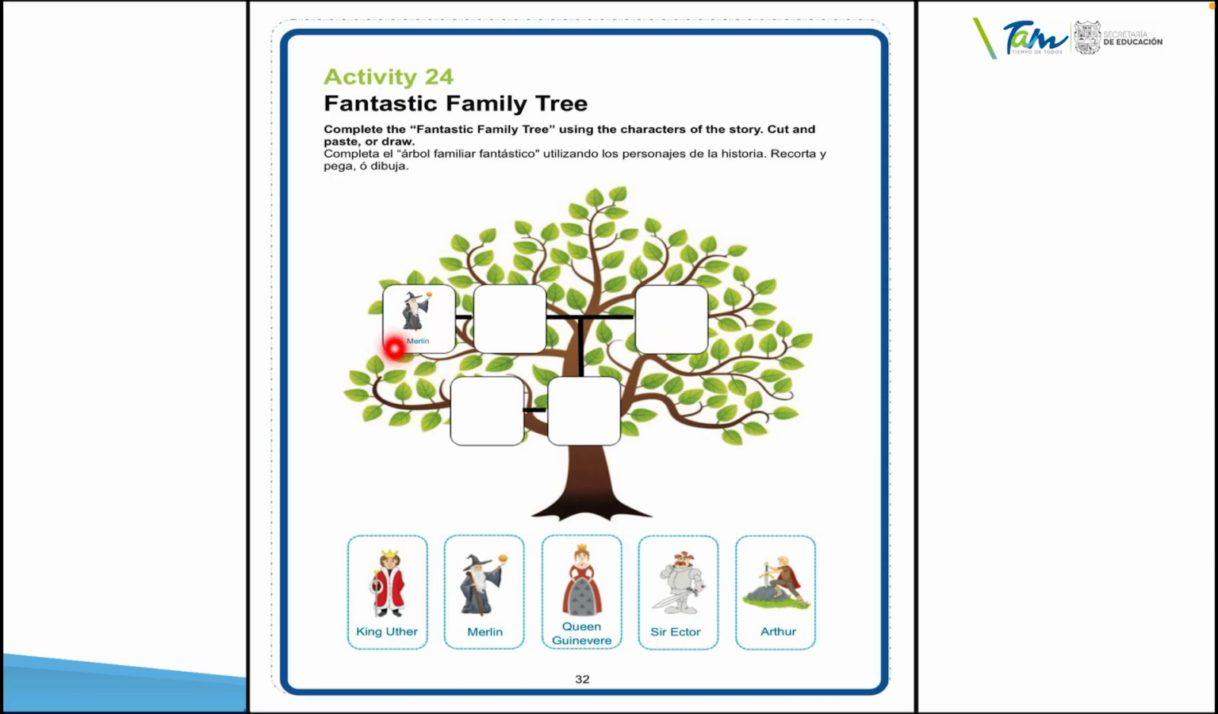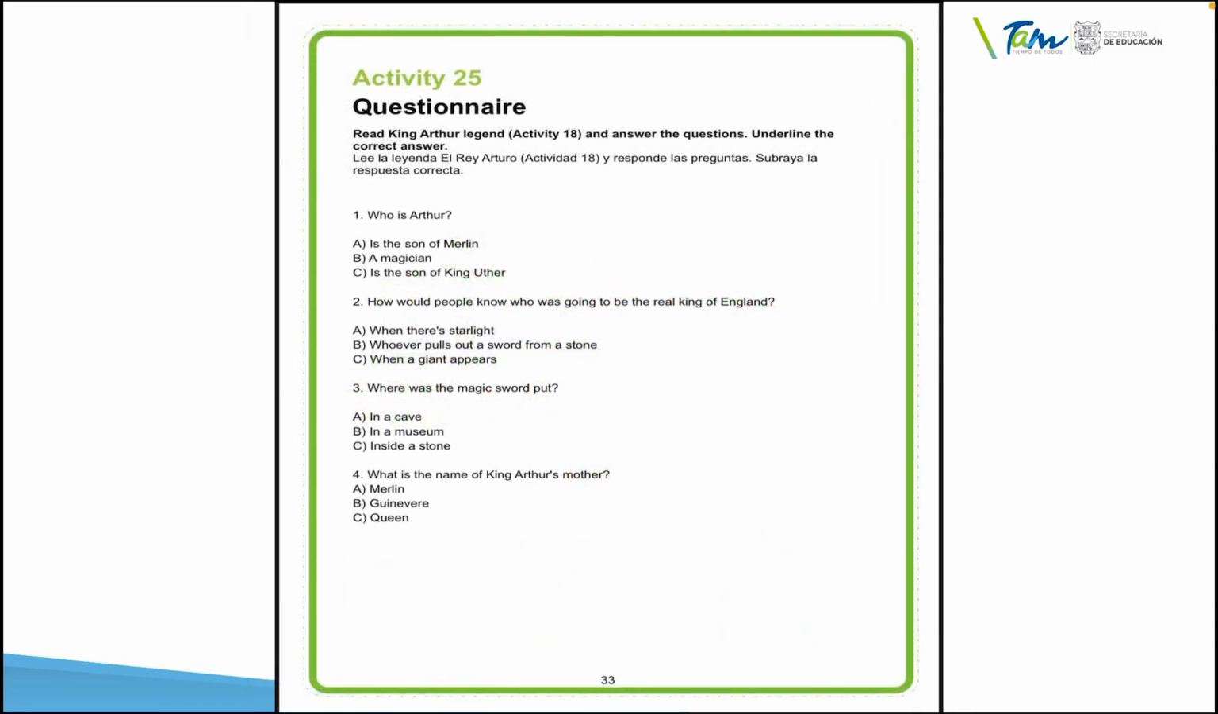So, the first character is Merlin. Then we have King Uther. Then the Queen. Sir Ector. And Arthur. Okay? Next. Activity 25. Read the King Arthur legends on activity 18 and answer the question. Underline the correct answer. Okay, again, we need to read the legend about King Arthur. Okay, it's on activity 18, and then we are going to answer the question with these answers.